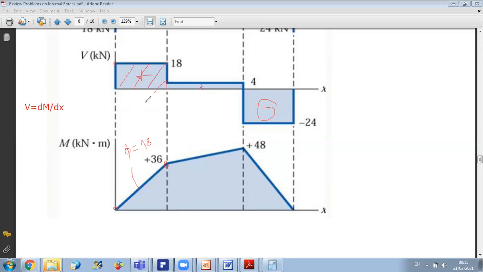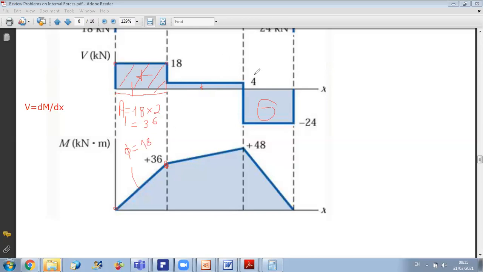So here all I have to do is to calculate this area. This area is equal to 18 times this distance here, which is 2. So 18 times 2, this is A1, equal to 36. And since I'm starting from 0, 0 plus 36 will give me a value of 36 for the moment at this point.